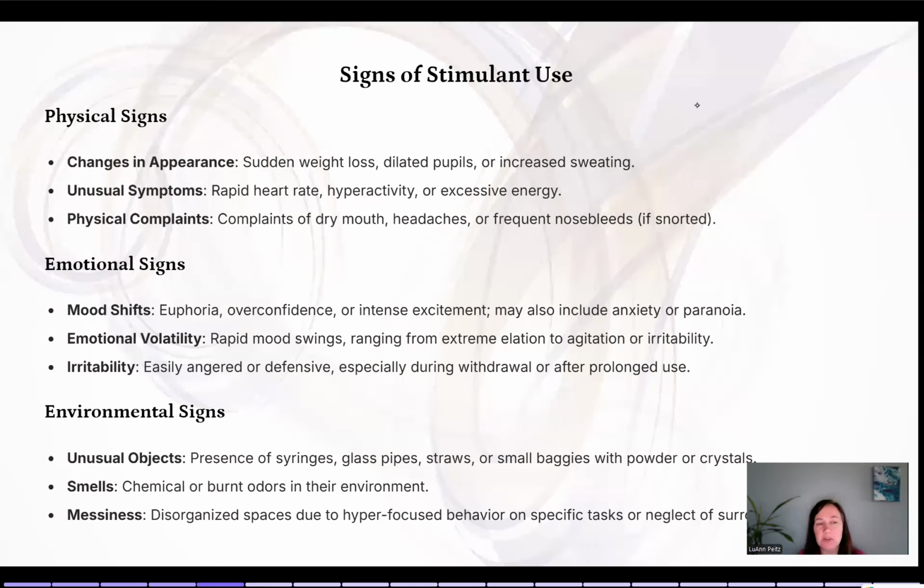Do you see emotional signs, mood shifts like euphoria, overconfidence, or intense excitement? This may also include anxiety or paranoia. Emotional volatility, rapid mood swings ranging from extreme elation to agitation or irritability. Irritability, easily angered or defensive, especially during withdrawal or after prolonged use.